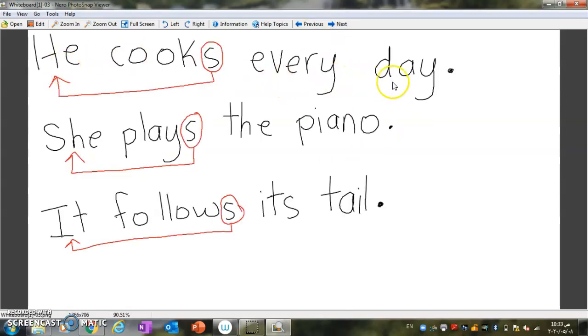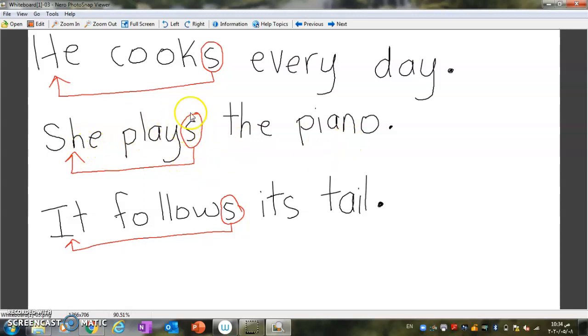He cooks every day. Now, I added the letter S to the verb cook because my subject is he. My subject is a singular male, okay? So it's a he, or I can replace it with the boy or the man or my brother or my classmate or my student or my friend. Okay, so when I have he as my subject, then I should add S to my verb. He cooks every day.